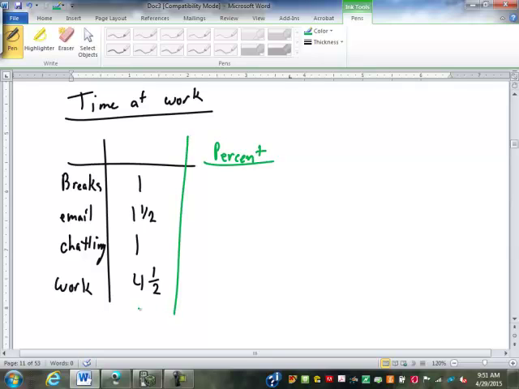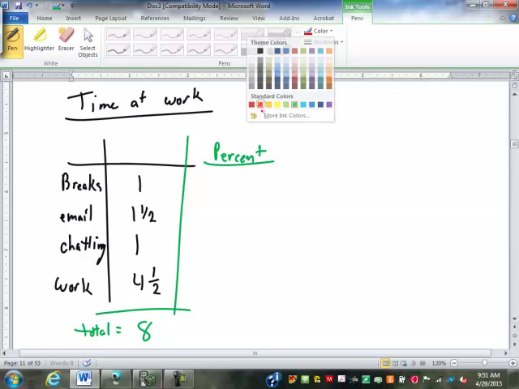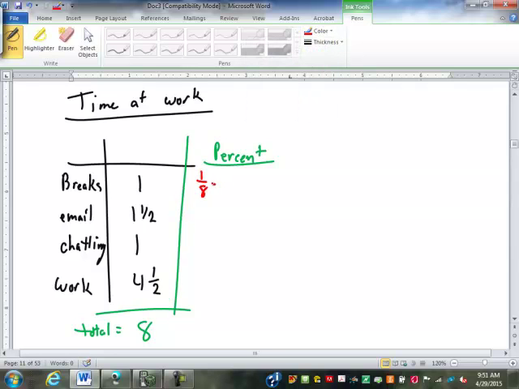To figure out the percent, we first need a total. We add that up. Hopefully it comes to 8 hours because that's what I was shooting for. To find the percent then, so 1 out of 8 would be how much out of 100? If you cross multiply and divide, that's 12.5%. 1.5 out of 8 equals how much out of 100? If you cross multiply and divide, that comes out to be 18.75%.